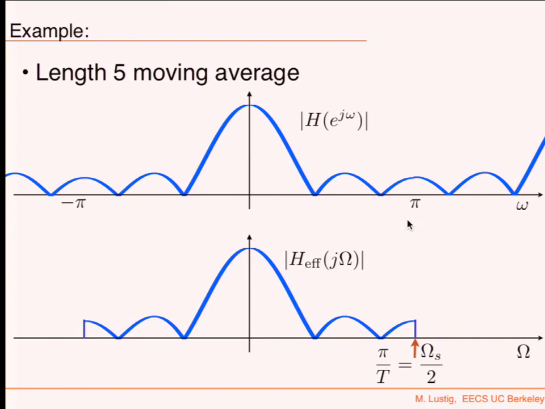Then the effective magnitude frequency response will be the values of this function between minus pi and pi, corresponding to minus omega s over 2 to omega s over 2. And outside is going to be 0. Why is it going to be 0 outside? Band limited. That's how I reconstructed.